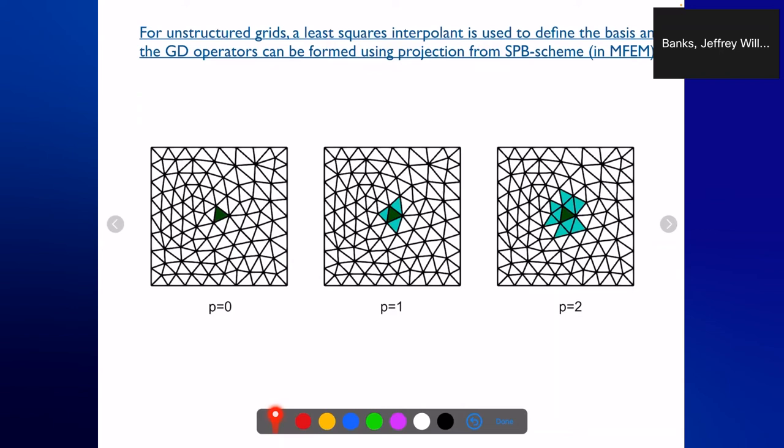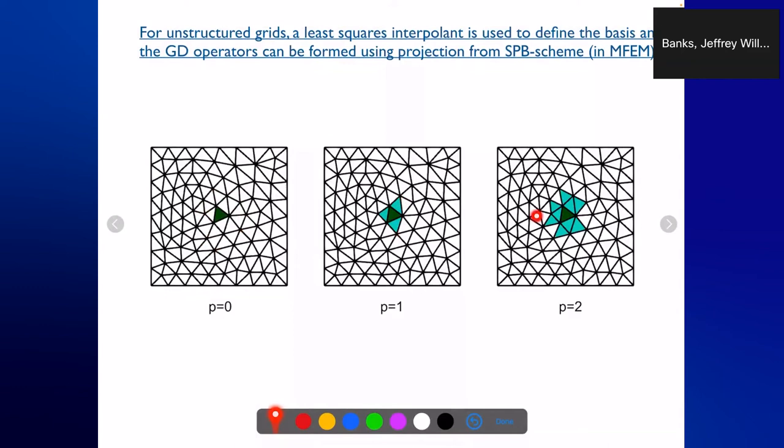Okay? So here is an example, work from Professor Hicken and his group, where he's done GD schemes using MFEM on an unstructured grid. The basic idea is you need to define an interpolant on the unstructured grid in order to figure out what the projection operator is from the finite element space to the GD space. So here, for p is 0, it's pretty clear, you just take all your neighbors. And the idea that they used was simply to walk yourself out from that central element. So for p is 1, you need to walk yourself out a distance of 1. And for p equal to 2, you have to walk yourself out a distance of 2.